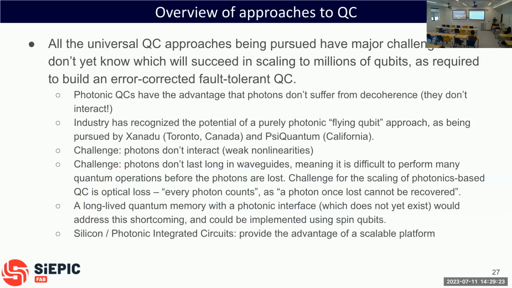So overview. I guess my message is all the approaches have major challenges. We really don't know what's going to succeed to 1 million qubits. It's a decade, 2 decades out from now, possibly, to get to error correction. And so I think photonics has to be part of the story somewhere. And I'll describe a little bit of differences.